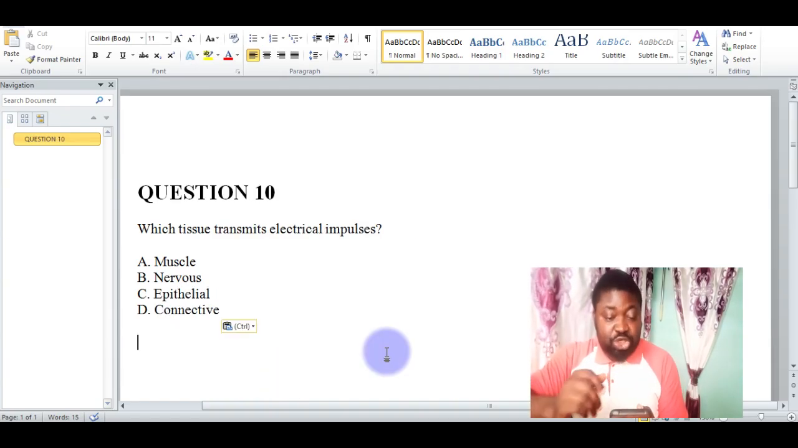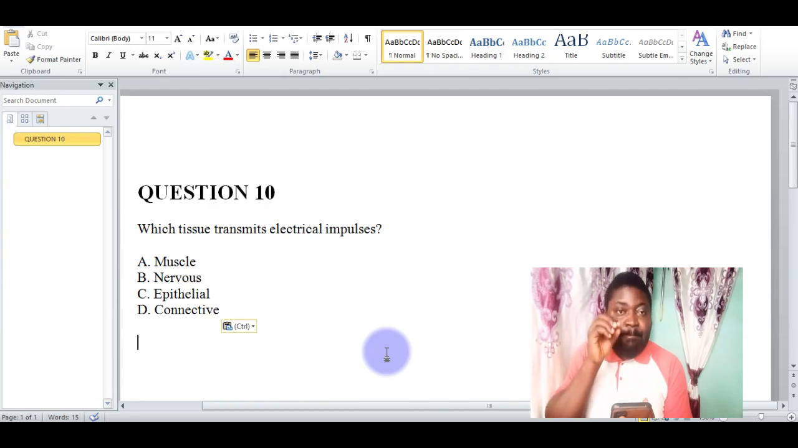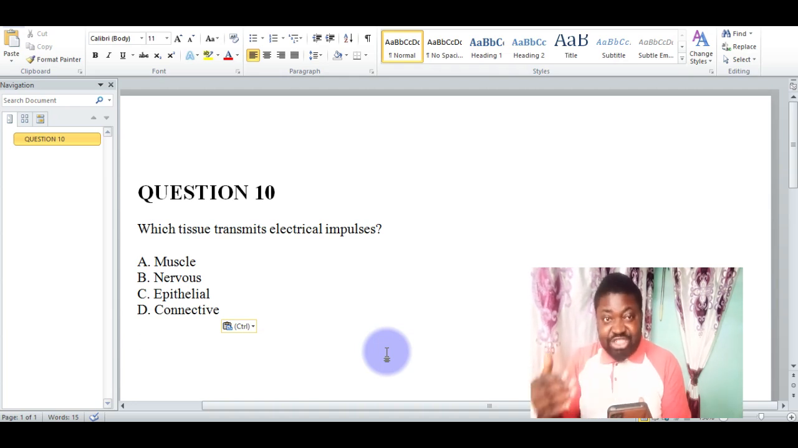The next question here is question 10, which states: which tissue transmits electrical impulses? Of course, we are looking at muscle, nervous, epithelia and connective. In fact, when we talk about anything electrical, we are looking at the nervous system, we know about the neuron. Anything electrical, we are looking at the nervous, we are looking at nerve, as in this question, which tissue? So we are looking at the nervous tissue. So it is B, which is the correct answer in this choice.